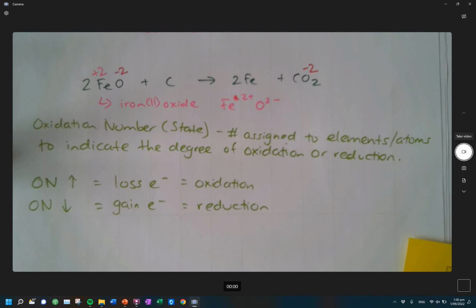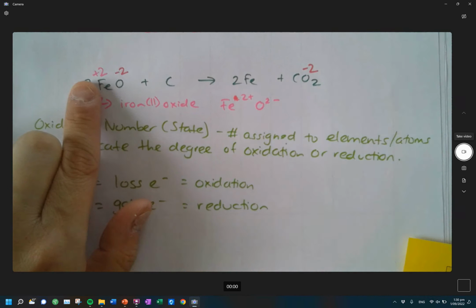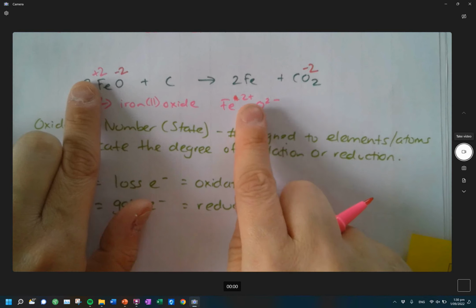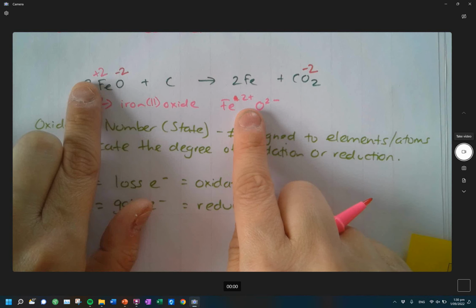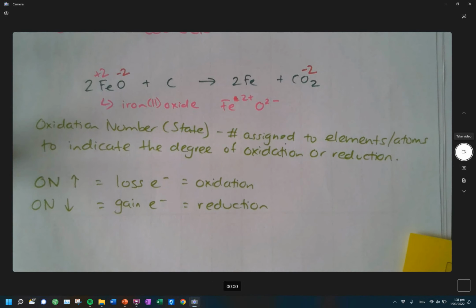All right, something I want to point out to you guys. You see how this one I have the positive sign before the 2, and this one I have it after the 2. When the plus or minus is after the number, that is referring to charge. When it's before the number, it's referring to oxidation number. So just watch out for that. All right, keep going. Okay.